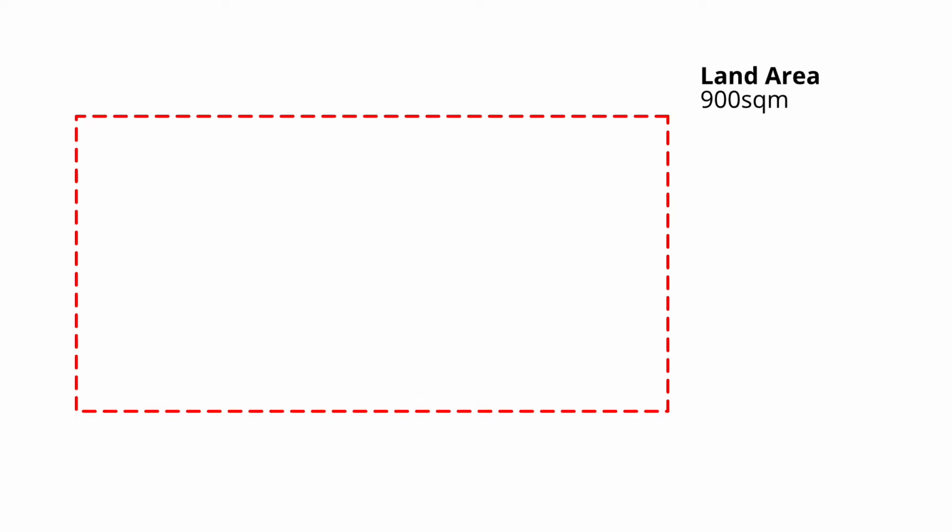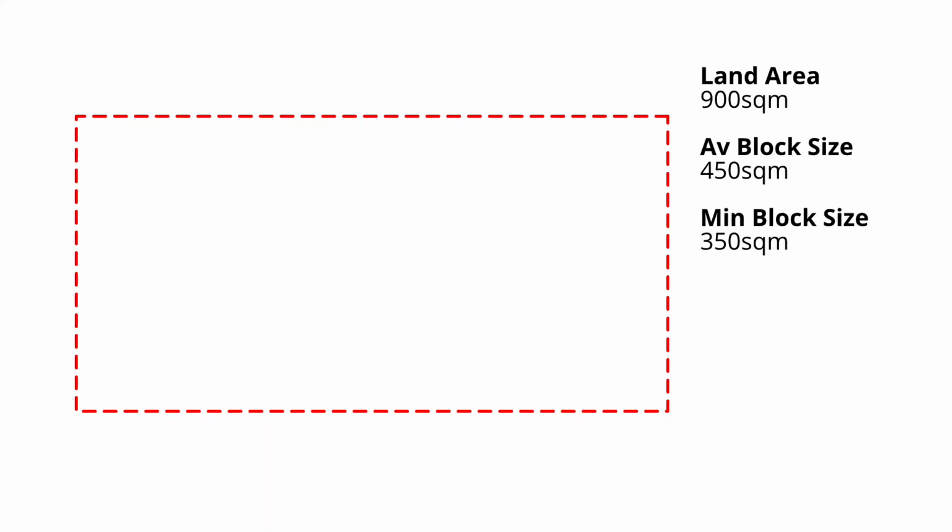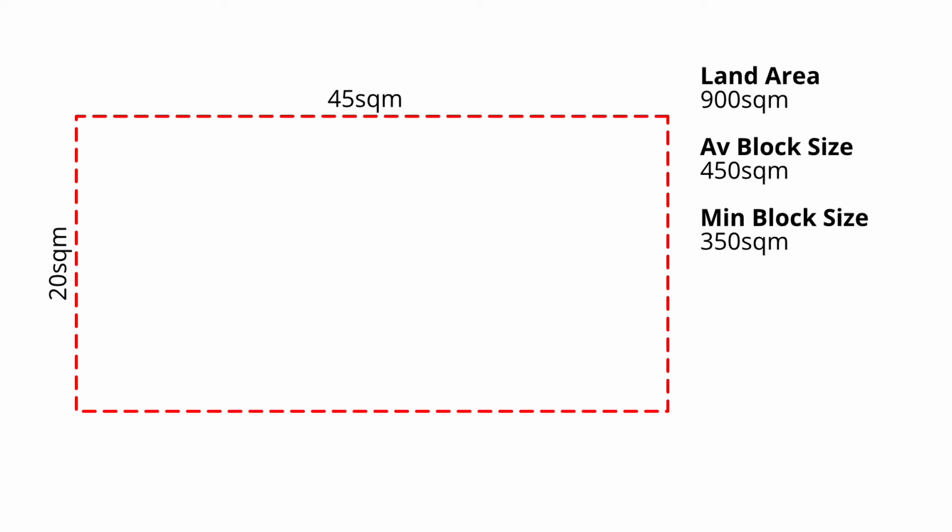I'm going to go through a practical example of how I map out a subdivisible or group dwelling development site. For this, the block of land is about 900 square meters. The zoning permits an average block size of 450 square meters or a minimum block size of 350 square meters. And the block shape is 20 meters by 45 meters. What do I actually need?